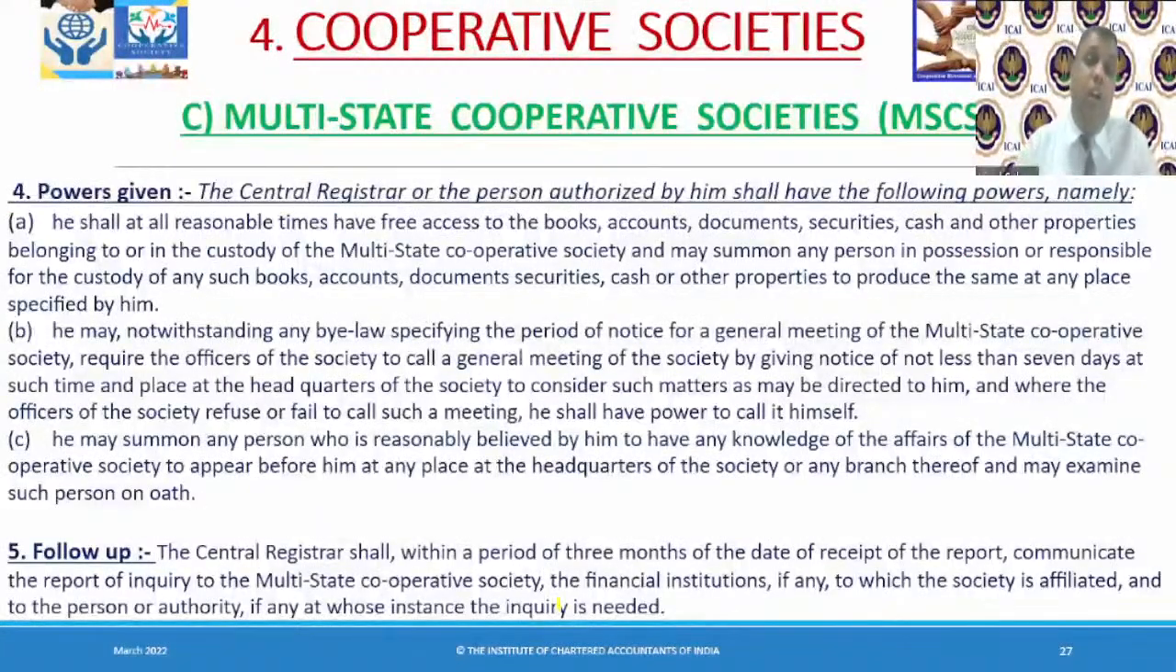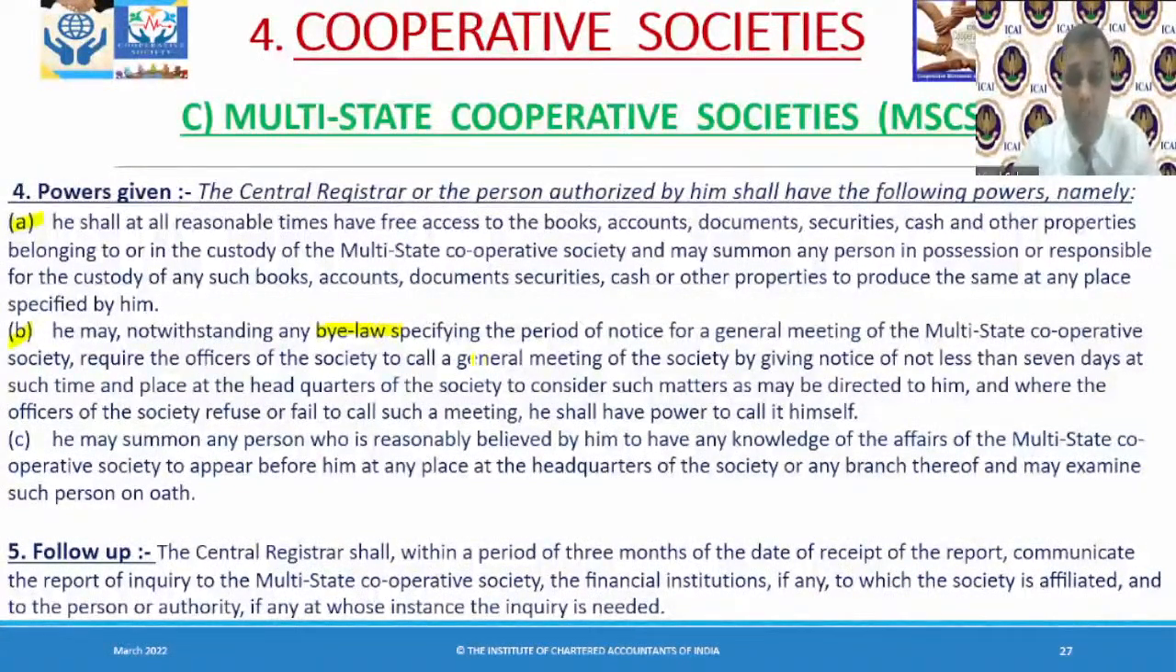So the central registrar, or the person whom the central registrar authorizes on this behalf, shall have the following powers: reasonable access to the books and documents, keeping in mind the rules of the Act, but he need not withstand any bylaws with respect to the multi-state cooperative society. He may ask that if the society's general meeting is to be convened, this is the procedure, this is the method, he may not withstand any such laws.